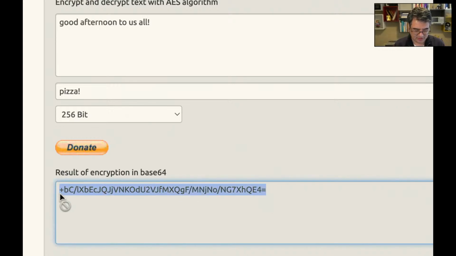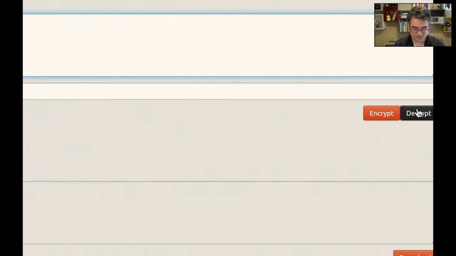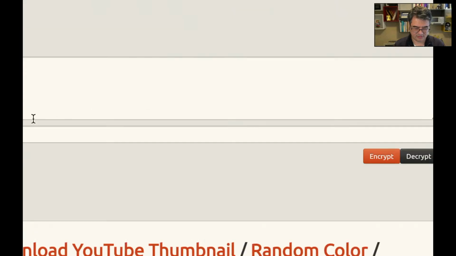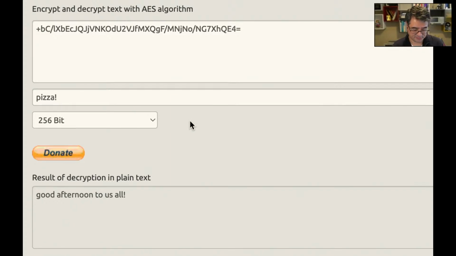If I then take this text, copy it, and paste it up here, and then click on Decrypt over here, and I come back, we can see that it has restored the original text. So the same key is used to both encrypt and decrypt the data.